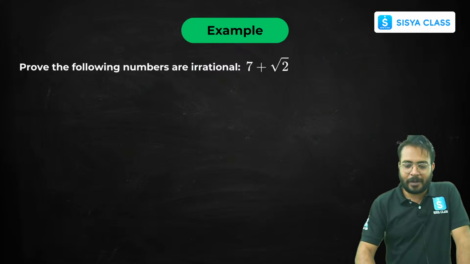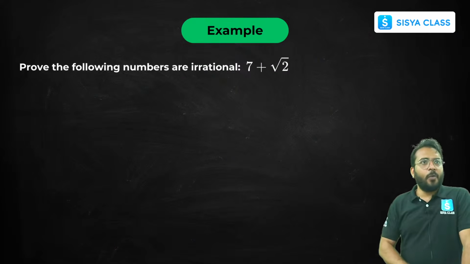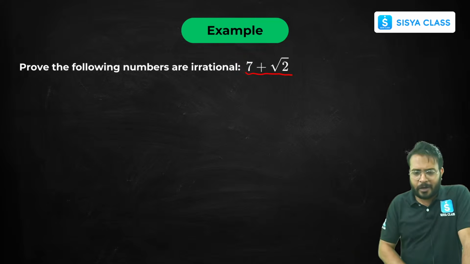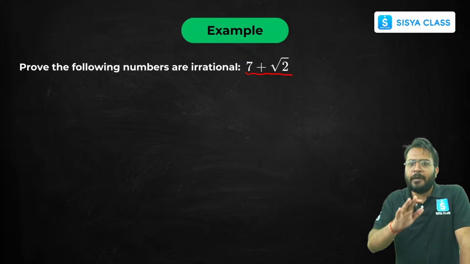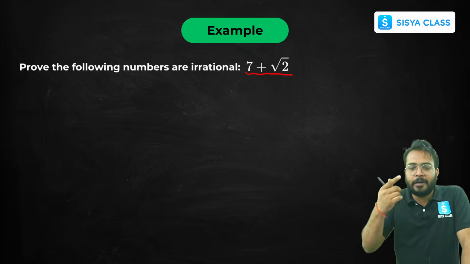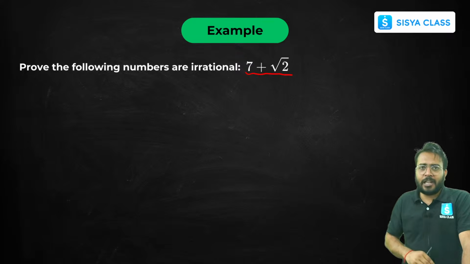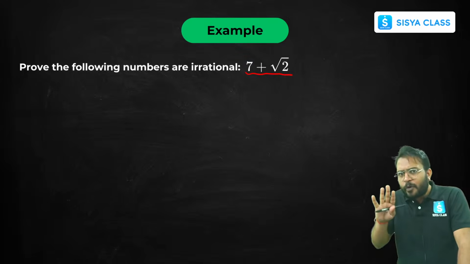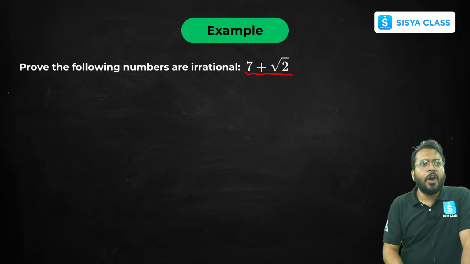Okay, all right. Now one more question is there. You need to prove that 7 plus root 2 is an irrational number. All right, so generally whenever they are asking this type of question, they will say that root 2 is an irrational number. You have to assume that root 2 is an irrational number, and that time it becomes very easy. Okay, but here again you have to go in the same process. What you have to follow?